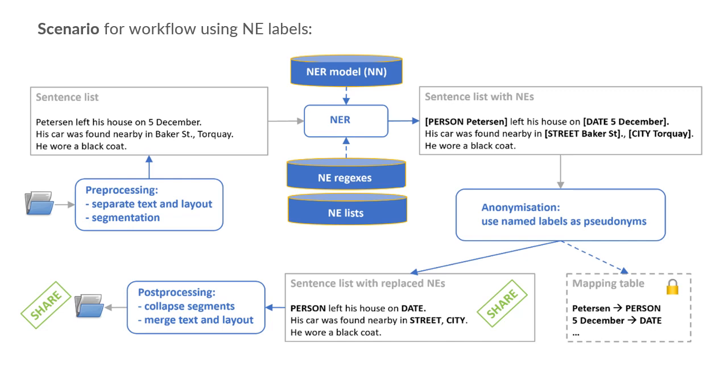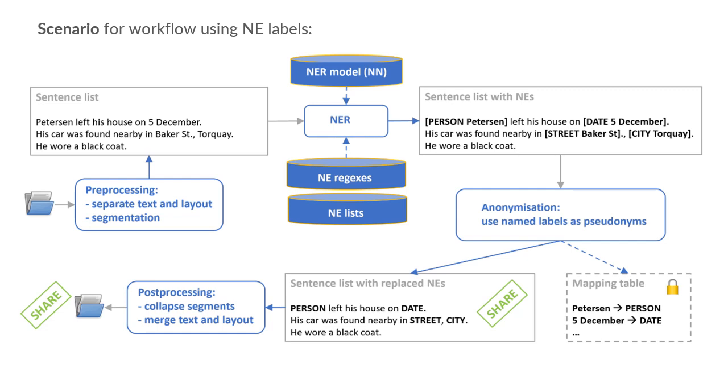Based on the findings, a number of basic and advanced scenarios in the area of anonymization were identified. One basic scenario, illustrated in the figure, involves a workflow in which a document is processed using named entity labels. The document, for example a docx file, is pre-processed by separating text and layout.